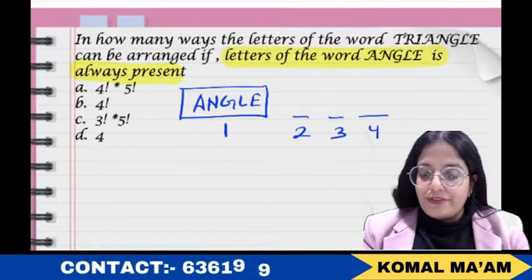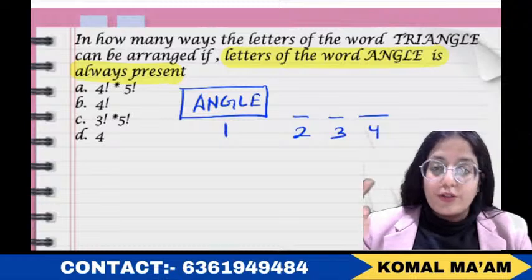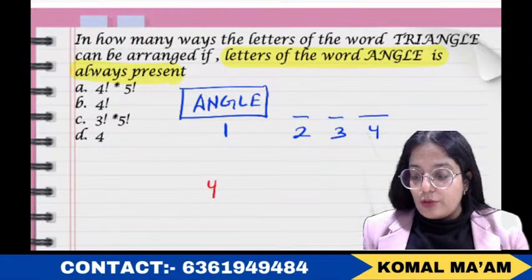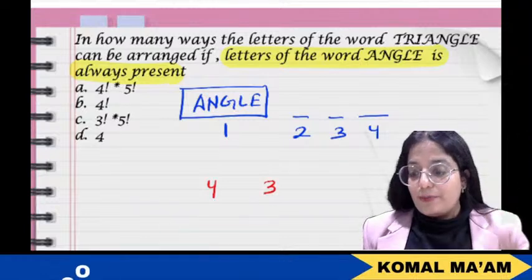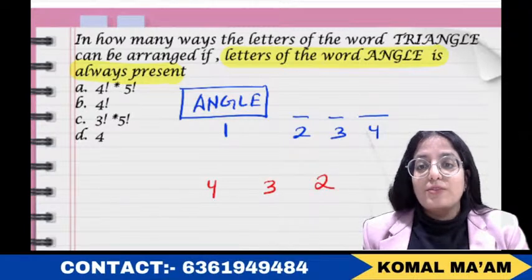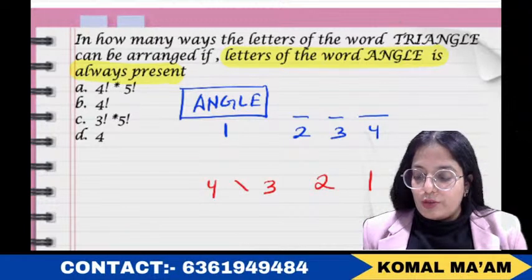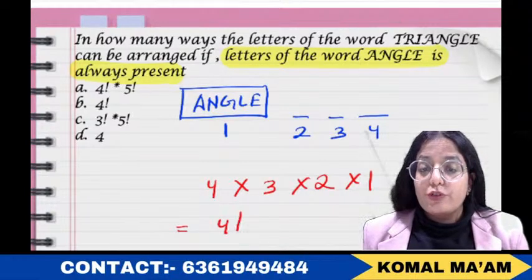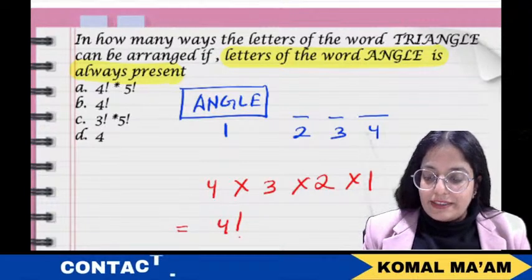So in how many ways can you fill these 4 places? For the first place, you have 4 options. For the second place, you have 3 options. For the third place, you have 2 options, and for the last place, you have 1 option. So you just need to multiply them, and what you will get? 4 factorial. Now what about this internal arrangement?